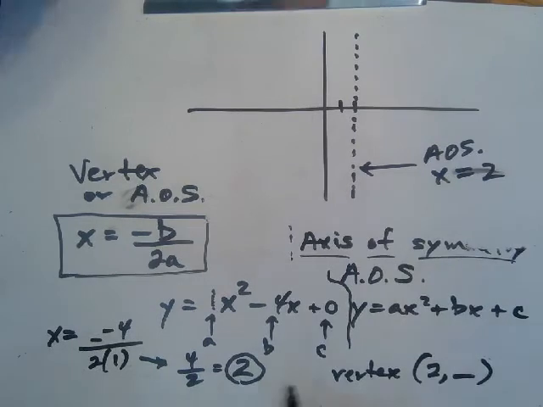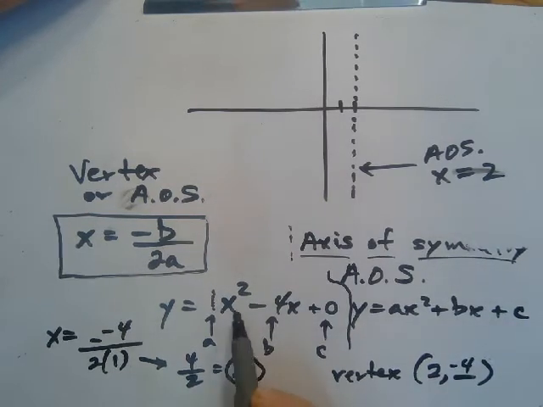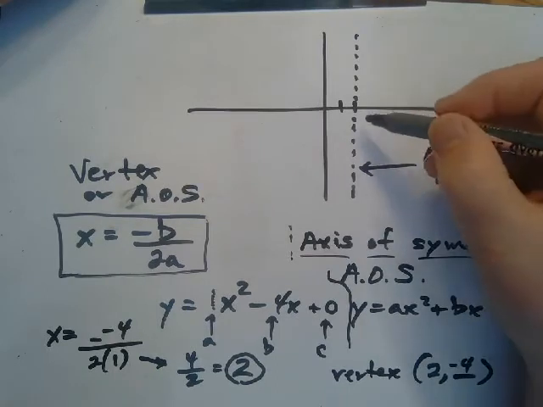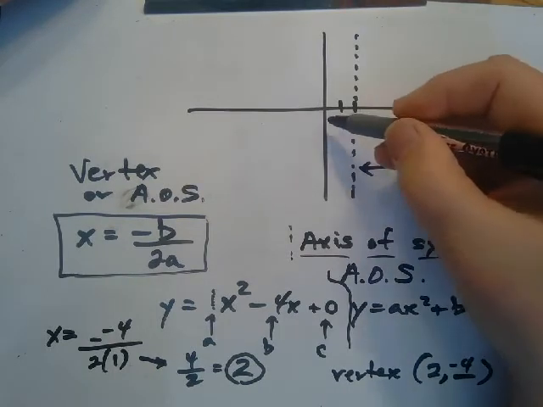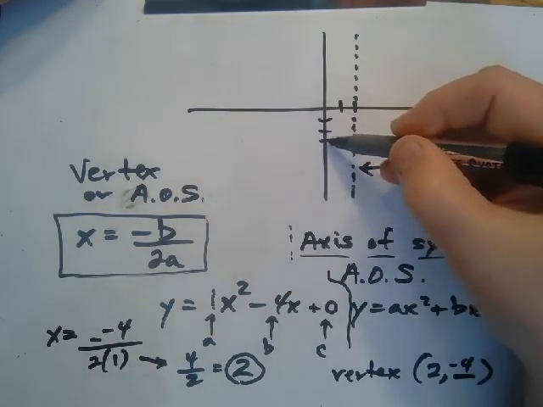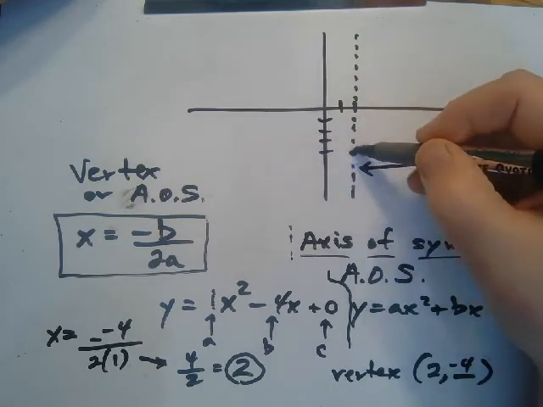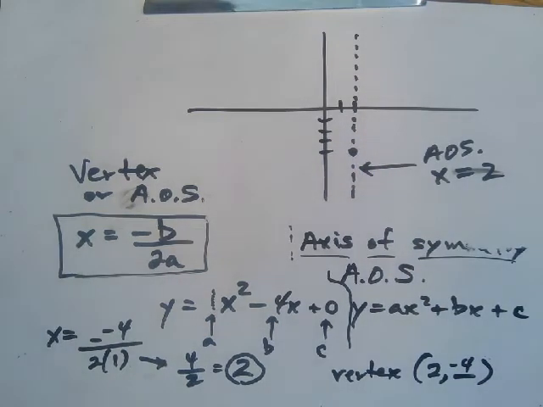Now we just have to plug that 2 back in here to see exactly what we get. Let's see, 2 squared is 4, minus 4 times 2 is minus 8. 4 minus 8 is negative 4. So the vertex is found on the axis of symmetry, 2, and the y value then is negative 4, right there. So why is this important?